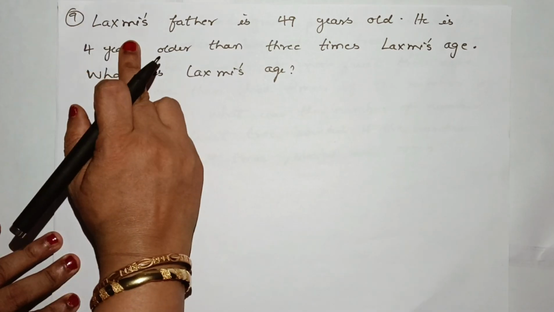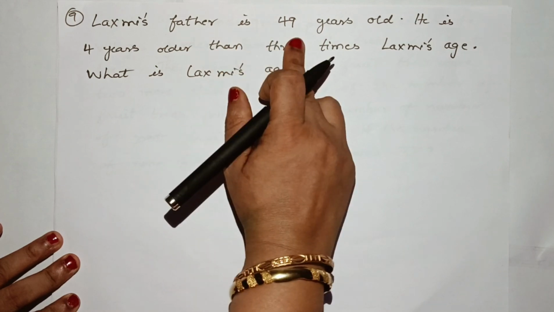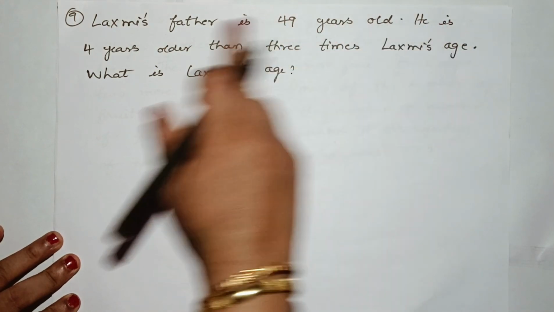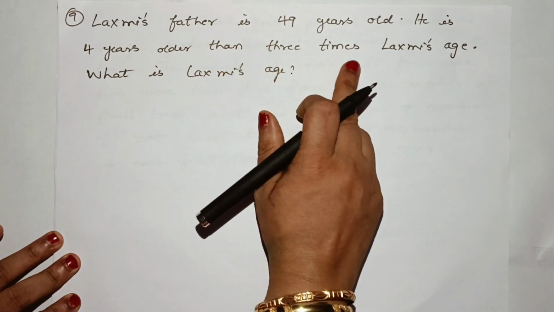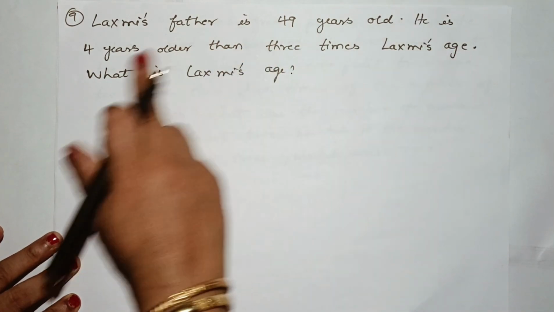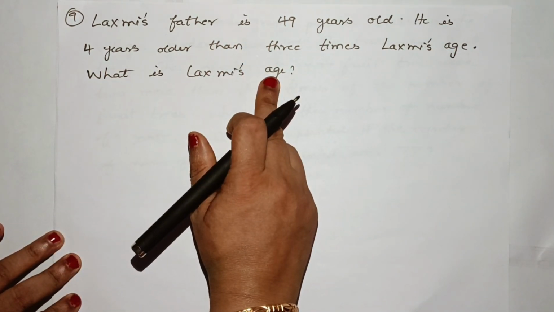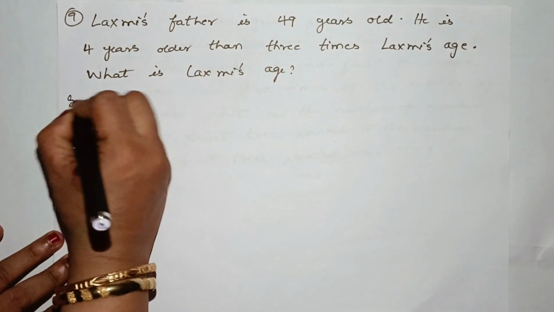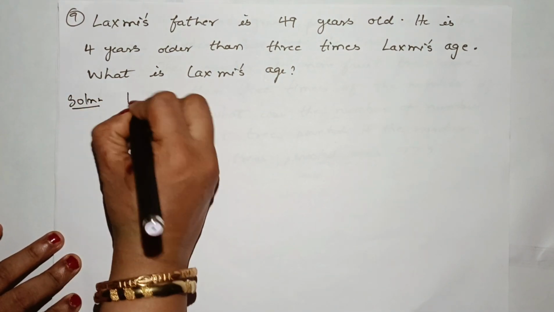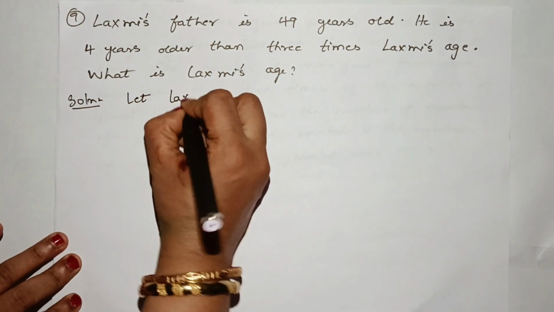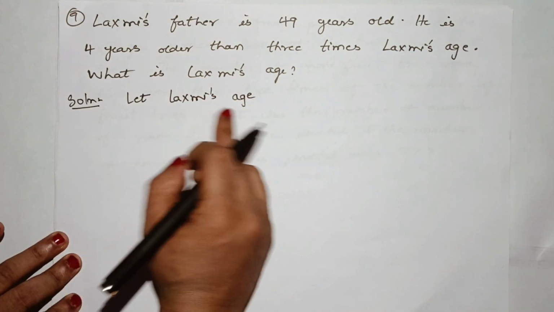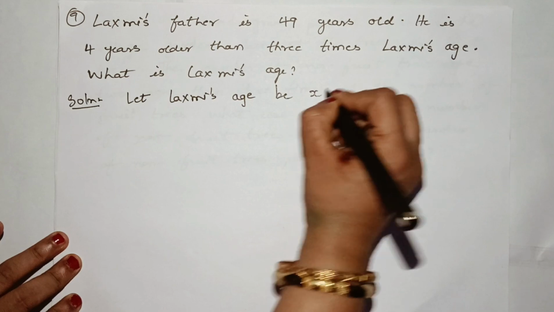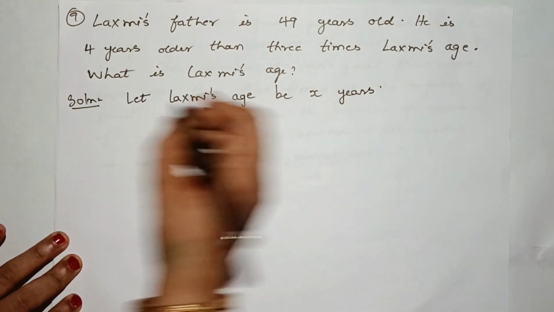Question 9. Lakshmi's father is 49 years old. He is 4 years older than 3 times Lakshmi's age. So what is Lakshmi's present age? Quite easy. Let's solve. Let Lakshmi's present age be x years.